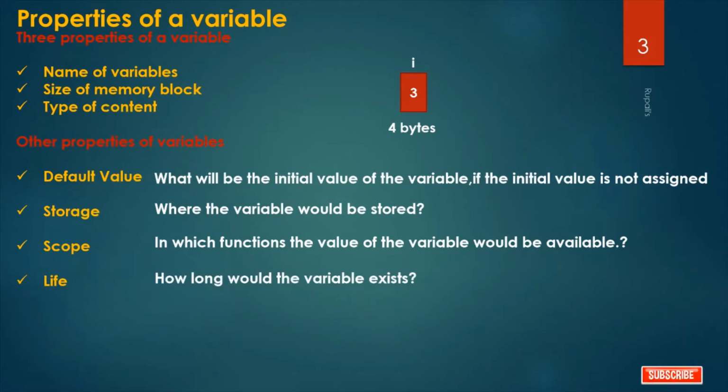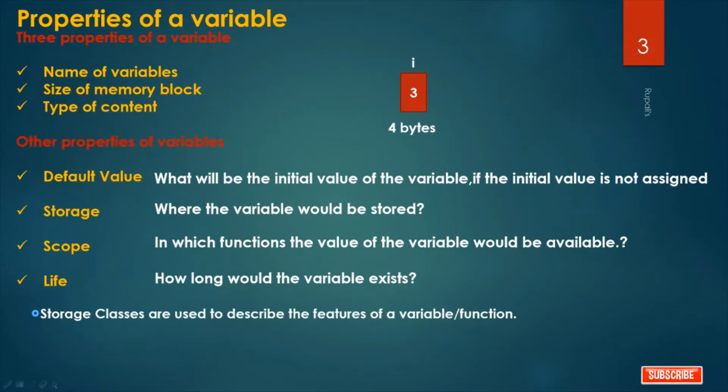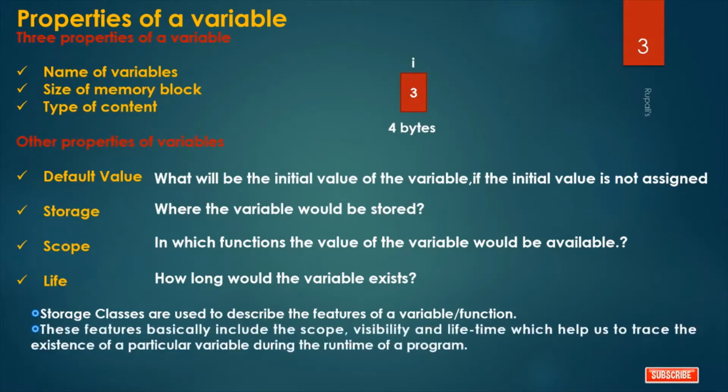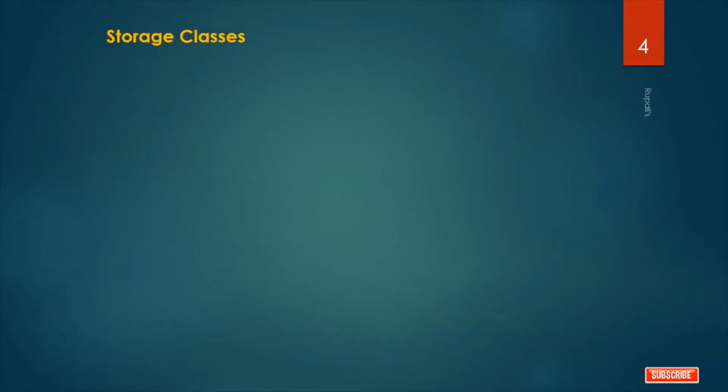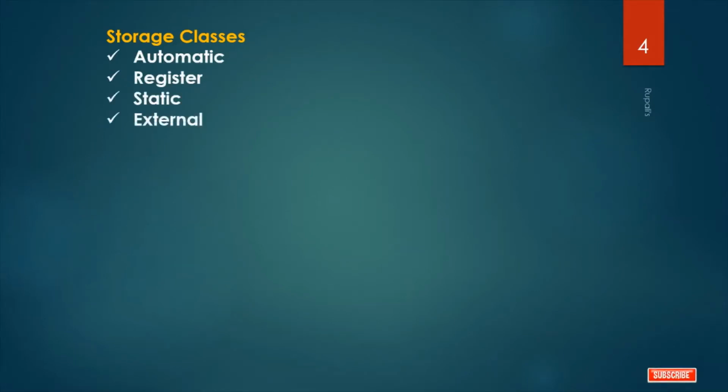So what is storage class? Storage classes are used to describe these features of a variable or function. These features basically include the scope, visibility and lifetime, which help us to trace the existence of a particular variable during the runtime of a program. In C, there are four storage classes. First is automatic storage class, second is register storage class, third is static storage class and fourth is external storage class.